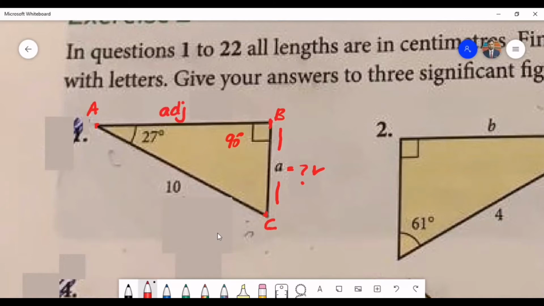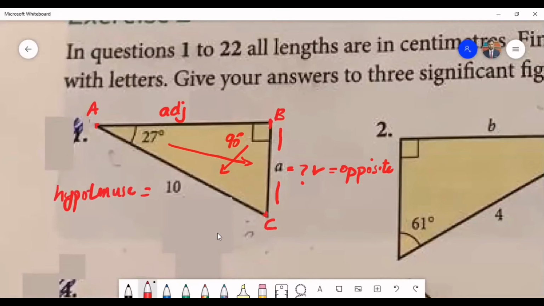Now, the side which is opposite to the basic angle, this side, as we learned, is known as the opposite. And the side which is opposite to the right angle is known as the hypotenuse. So we came to know all the sides. You can also write HYP, no need to write the full word. You can represent it in three letters. For opposite, you can write opposite or OPP or OP or only O. So all these indicate the opposite side.